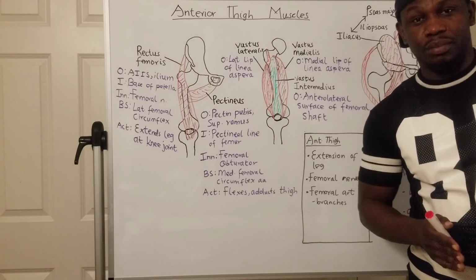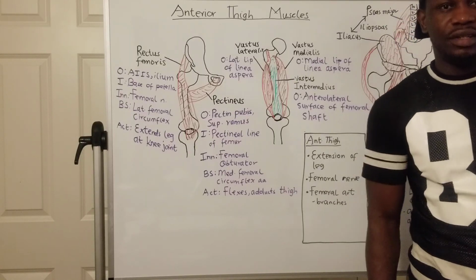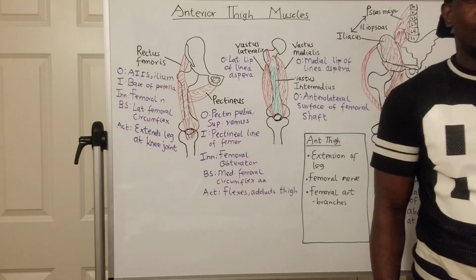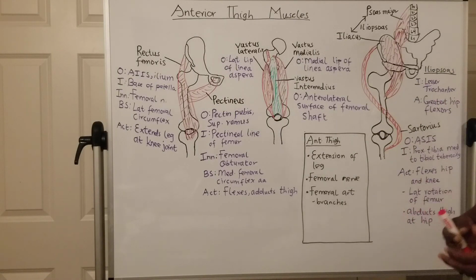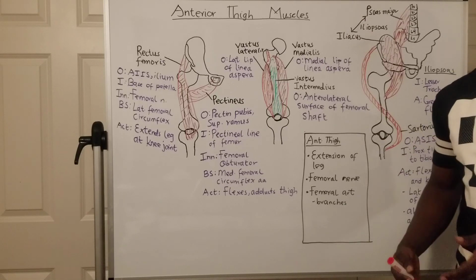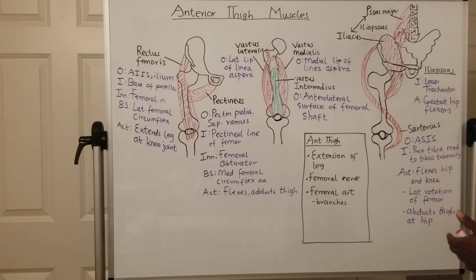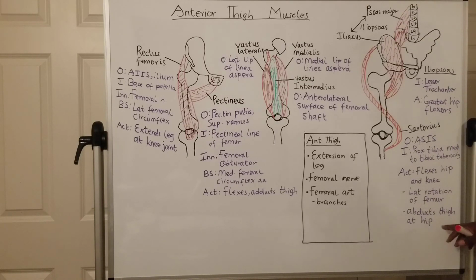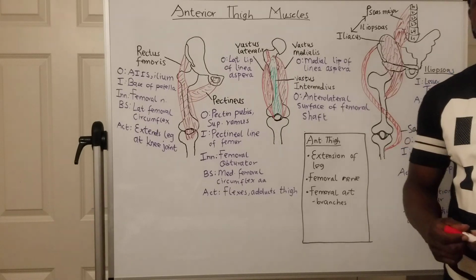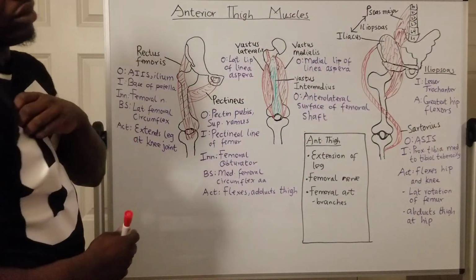What is the greatest hip flexor? What muscle is responsible for flexion of the hip? The greatest one is the iliopsoas: psoas major and iliacus. The sartorius is also responsible for flexion of the hip, but it's not as strong as the iliopsoas. It's also for lateral rotation of the femur, and for abduction of the thigh at the hip. So guys, these are the anterior muscles of the thigh.